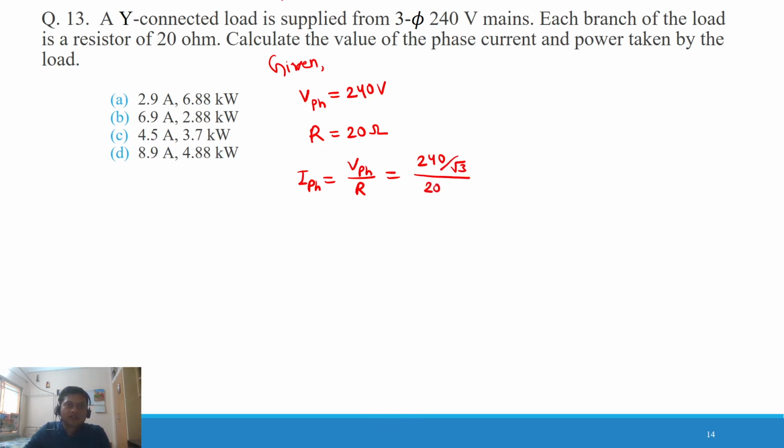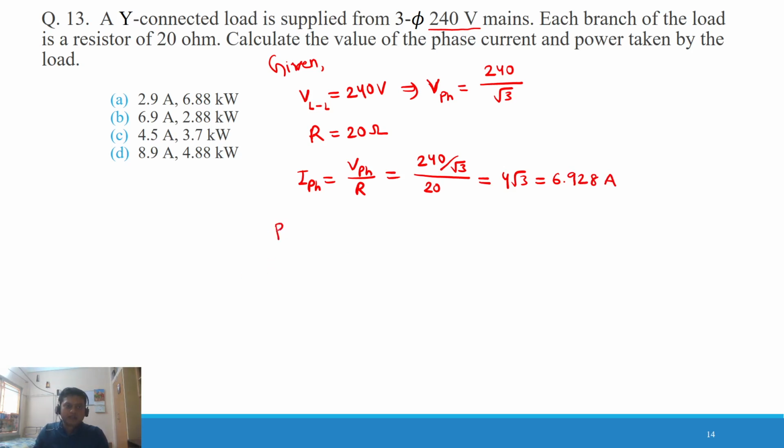Sorry, here it is not mentioned that it is phase voltage. So we have to take it as line to line voltage. I have written it incorrectly here, so please correct this one. This is given as line to line voltage. So what will be the phase voltage? Phase voltage will be 240 divided by root 3. So now we will get the phase current as 4 root 3 ampere, that will give us 6.928 ampere.